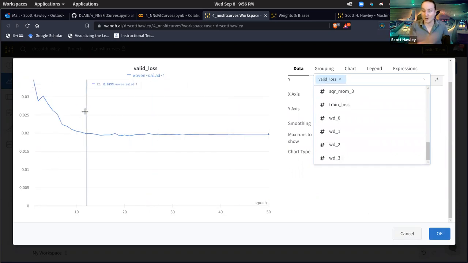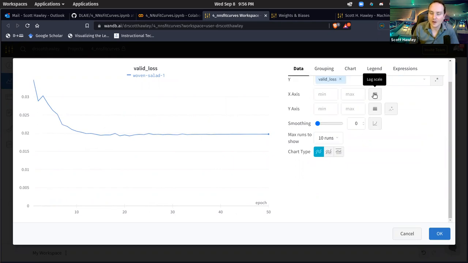Okay, so epoch is one pass through the whole data set. And so it looks like it went down and kind of leveled off. And that's what you tend to see in many cases. Now, I would love it if we could do logarithmic. This little button, log scale.